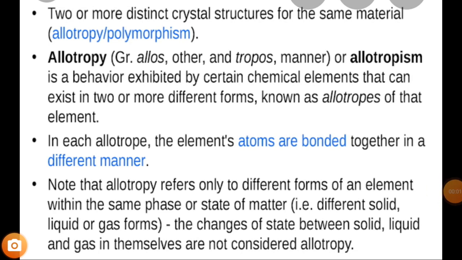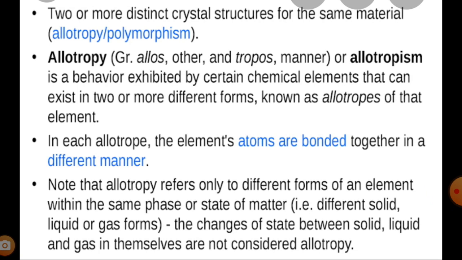Hello students, we start allotropy. So can you tell what is allotropy? Two or more distinct crystal structures for the same material is called allotropy. Allotropy: allos means other and trops means manner.